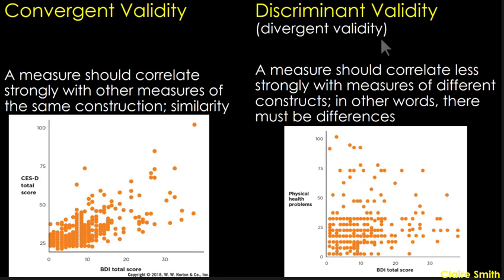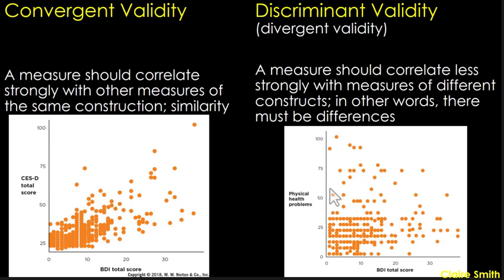Discriminant validity is kind of the opposite. So a measure should correlate less strongly with measures of different constructs. Okay, so there must be differences. So Beck's depression inventory, again, measuring depression, compare that to physical health problems. You should not see a correlation there, right?